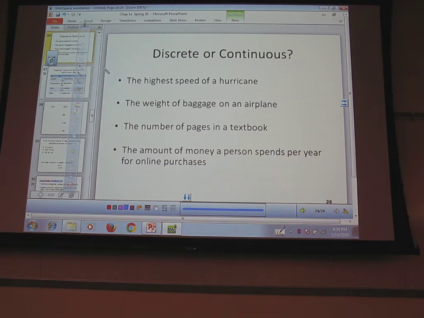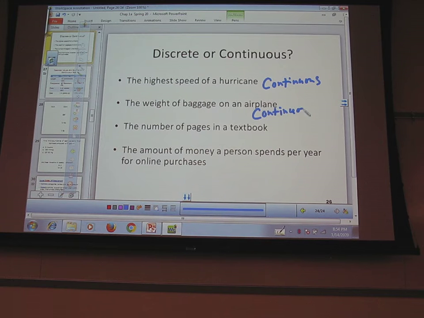Did you two talk and discuss this? All right, so what do you think? Speed of a hurricane. Do you measure speed or count speed? Measure. So is it discrete or continuous? Continuous. Weight of baggage on an airplane. Do you measure weight or count weight? Measure it. So is that discrete or continuous? Continuous.